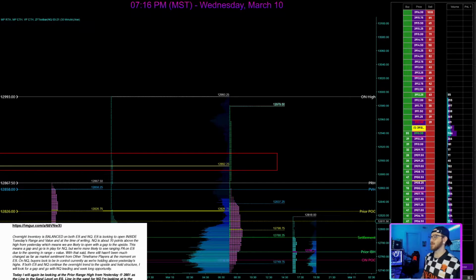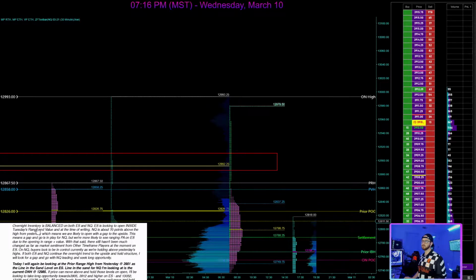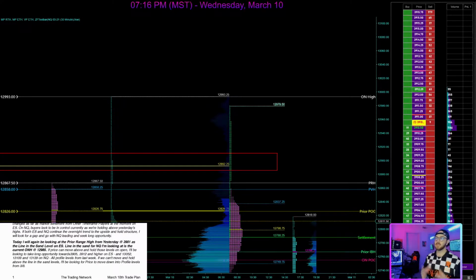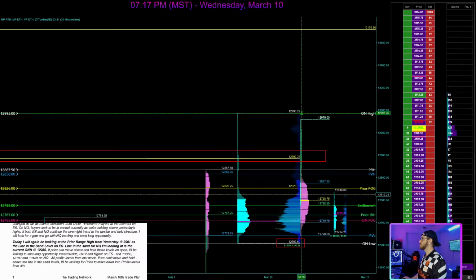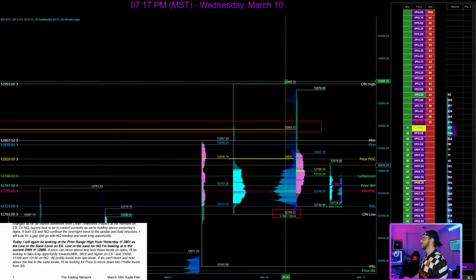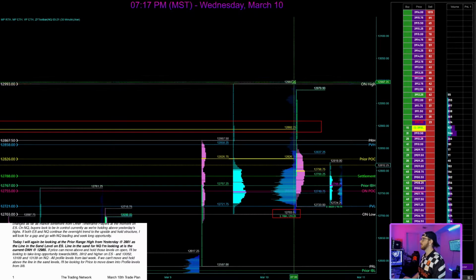So with that said, today I will scroll down first and foremost before I get into this any deeper. So today I will again be looking at the prior range high from yesterday at 39.01 as the line in the sand level on ES. The line in the sand level for NQ that I was looking at was the current overnight high at 12,985. So you can see the overnight high actually pushed up to 12,993. So we did not even touch the overnight high after that printed at 12,993 on NQ.